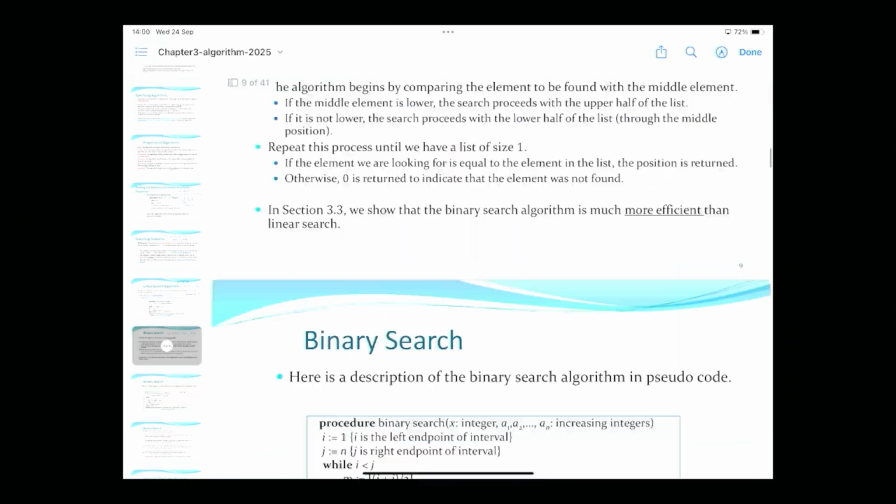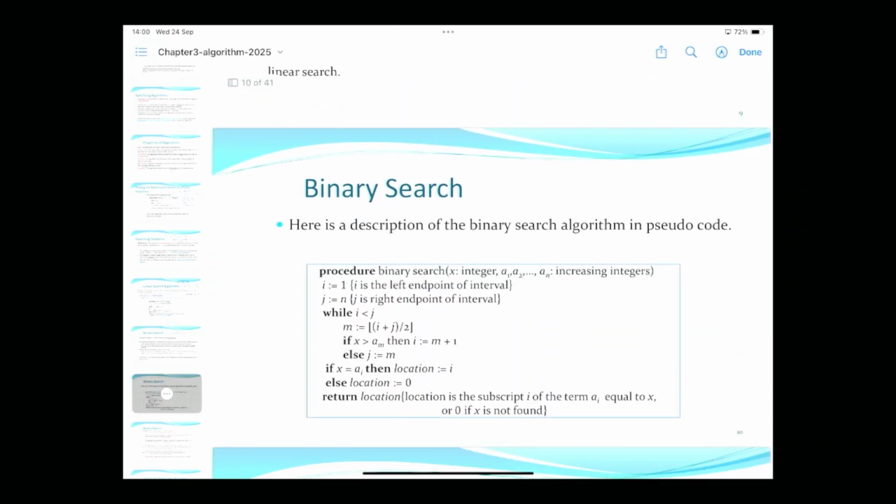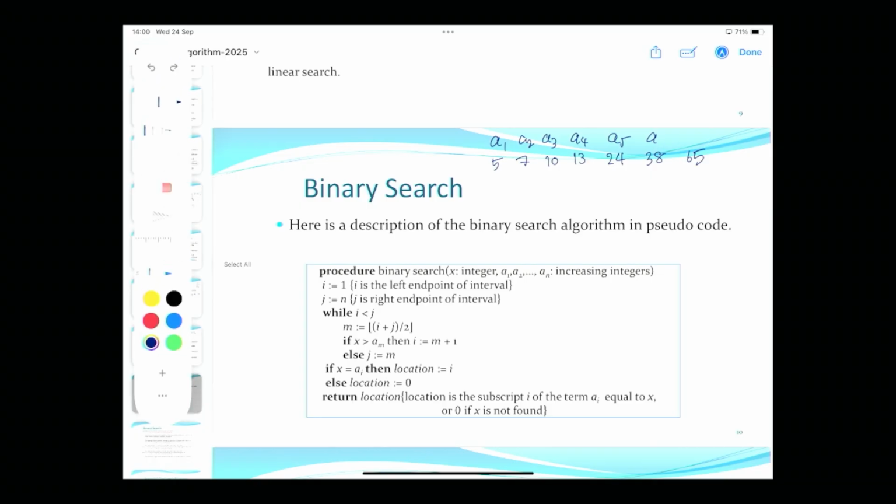Suppose, oh, it's gone. Let me write again. 5, 7, 10, something. A1, A2, 3, 4, 5, 6. Let's make it just A6 for now, or even A6, A7. 8 elements. Let's say n is equal to 8.